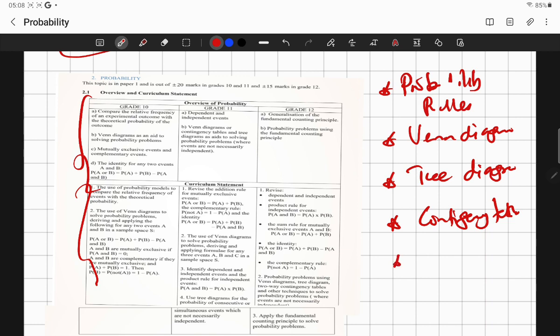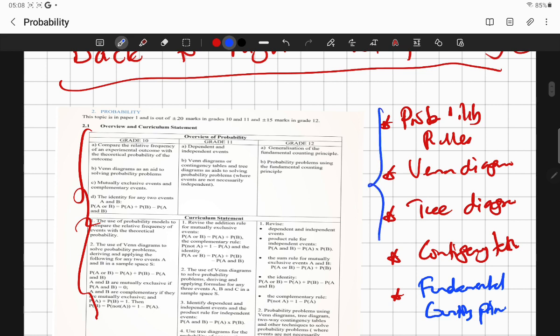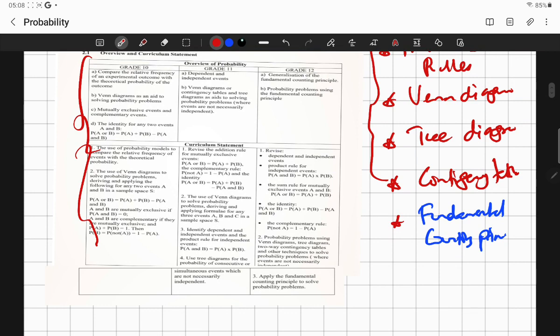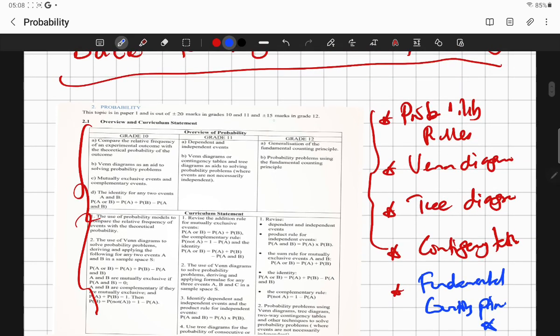And then lastly, if you are doing grade 12, also need to know how to apply the fundamental counting principles. But all of these, they are covered in grade 10 and 11. Then grade 12 just get this new topic or subtopic under probability. And this is 15 marks for your grade 12 paper 1, and for your grade 10 and 11 it is 20 marks, and this normally becomes the last question for paper 1.